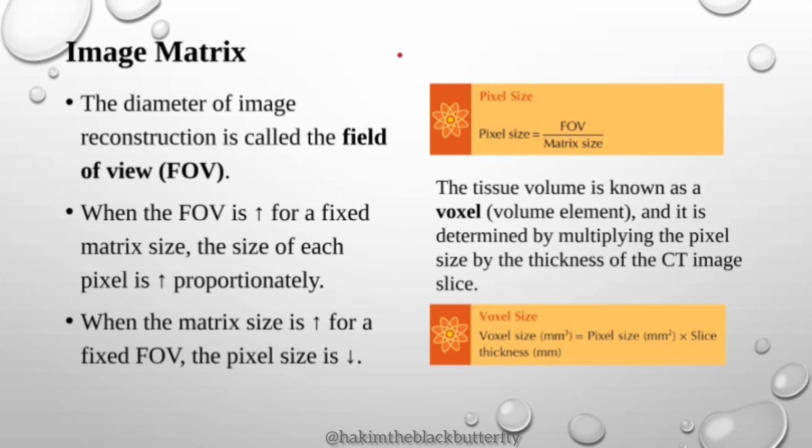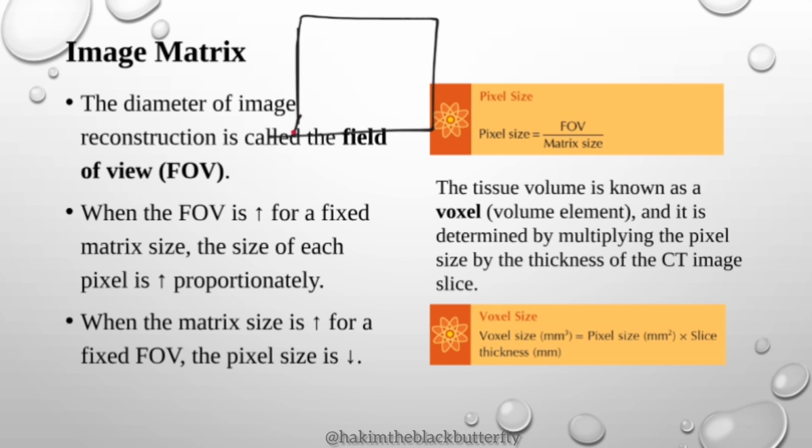When the matrix size is increased, it means that you're increasing the number of pixels, maybe from 512 by 512 to 1024 by 1024. And for a fixed field of view, that means that the pixel size must reduce.